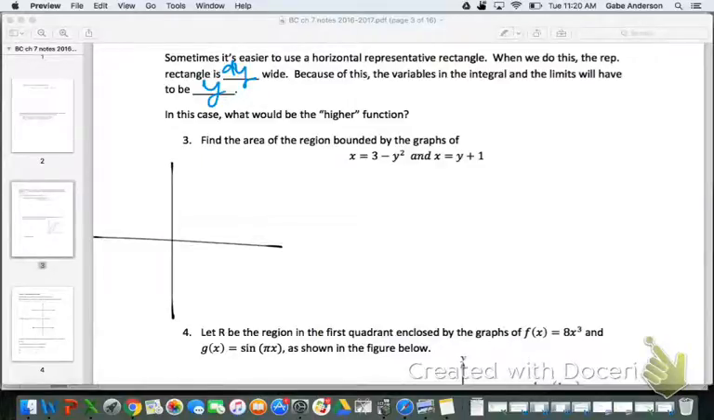So, the first one, x equals 3 minus y squared. If you were going to describe that, what would you describe it as? Parabola. Sideways though, right? Not an up and down, but a left-right parabola. Would this parabola be opening to the right or would it be opening to the left? Why do you say left? Negative y squared, right? So it's opening to the left. And then what does the 3 do to the graph? Right 3. There you go.